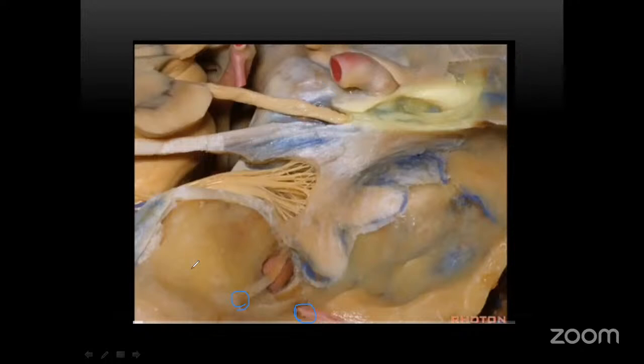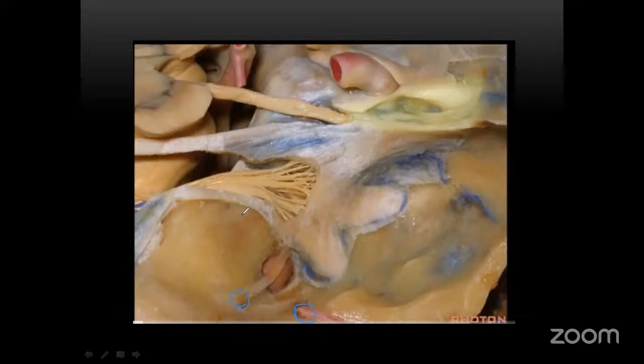Now there are two approaches. First, by cutting the tent, we should go extradurally and then drill this area. We go up on the anterior side and drill the petrous apex, below the level of the trigeminal nerve, going downward until the petrous apex. We will drill the petrous apex extradurally. This is the first option for us.